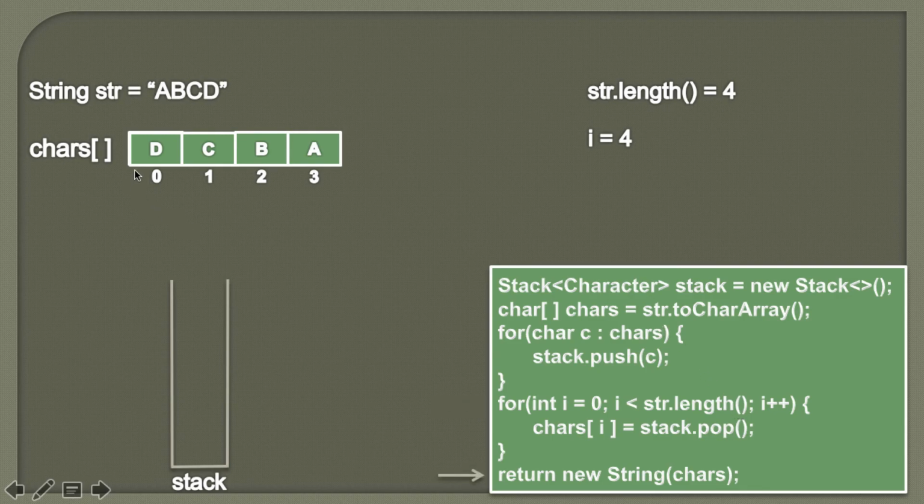And also friends, here you can see that using this stack we have actually reversed this character array, and the last step will simply return this string by passing in the character array. So now it will return a string having a value of DCBA. So friends, in this tutorial we saw how we can reverse a string using a stack in Java. Now let's go to Eclipse and see the working of this code.